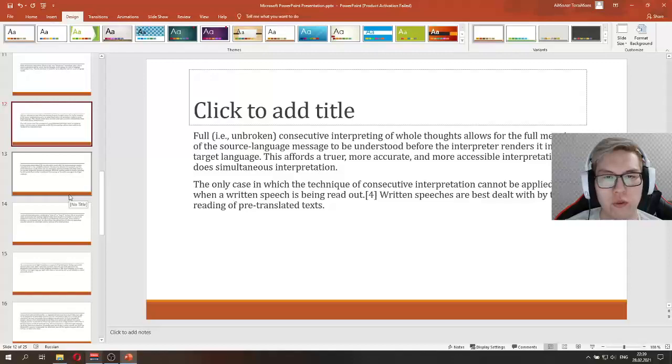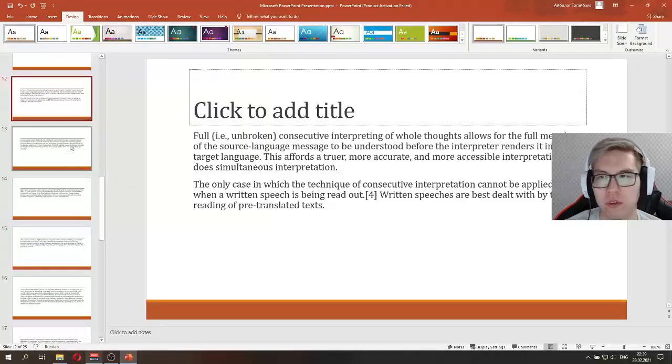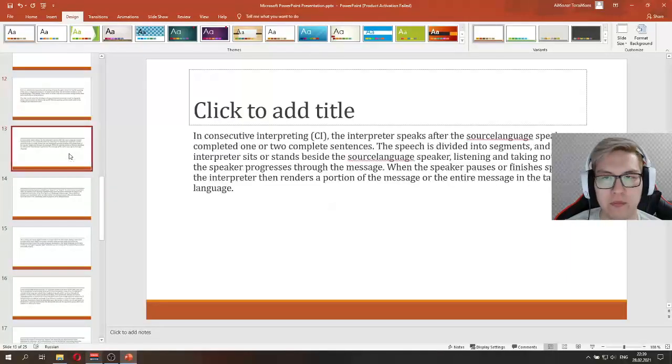This affords a truer, more accurate, more accessible interpretation than does simultaneous interpretation. The only case in which the technique of consecutive interpretation cannot be applied is when a written speech is being read out. Written speeches are best dealt with by the reading of pre-translated texts.